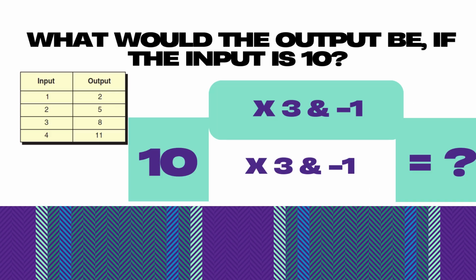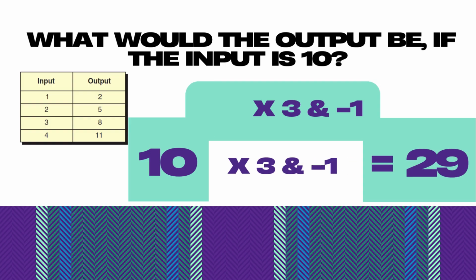Question number 4. What would the output be if the input is 10? Using the table from question 3, where the rule is multiply by 3, then subtract 1 to relate the input to output, try and figure it out. Pause the video now and rejoin when you're ready. Okay, welcome back. If you had 10 times 3 equaling 30 and then subtracting 1 to get 29 as your output, you are correct. If the input is 10, the output is 29.